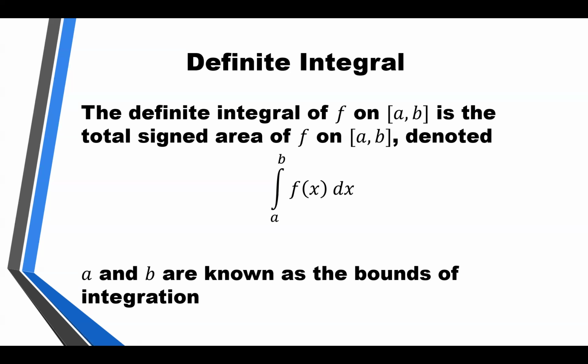And we draw it just like the integration, but we put little bounds below and above the integration symbol to show that we're going from a to b. So a and b are what we call the bounds of the integration. So this is a definite integral. And the definite integral is just the signed area of that function between x values of a and b.